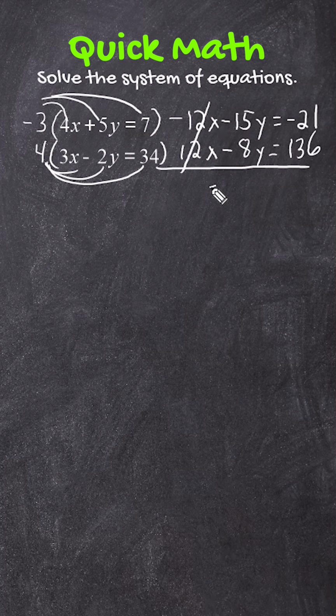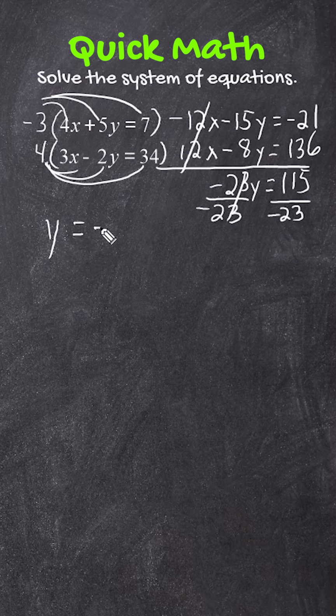Now, the x terms eliminate, leaving us with -23y = 115. Solving for y, that ends up giving us a value that is equal to -5.